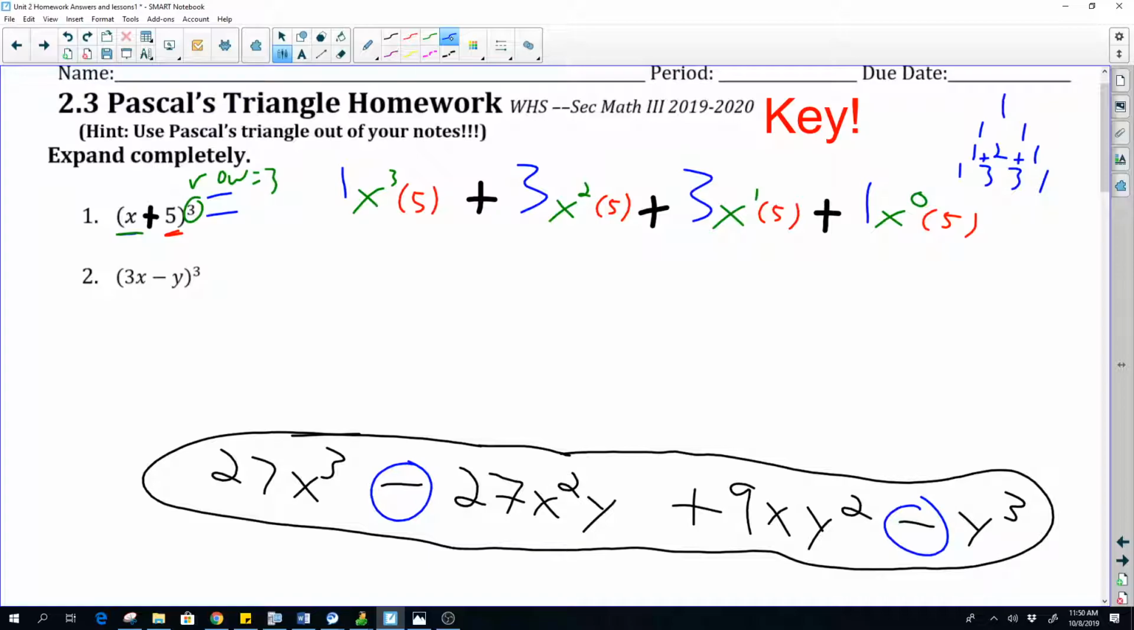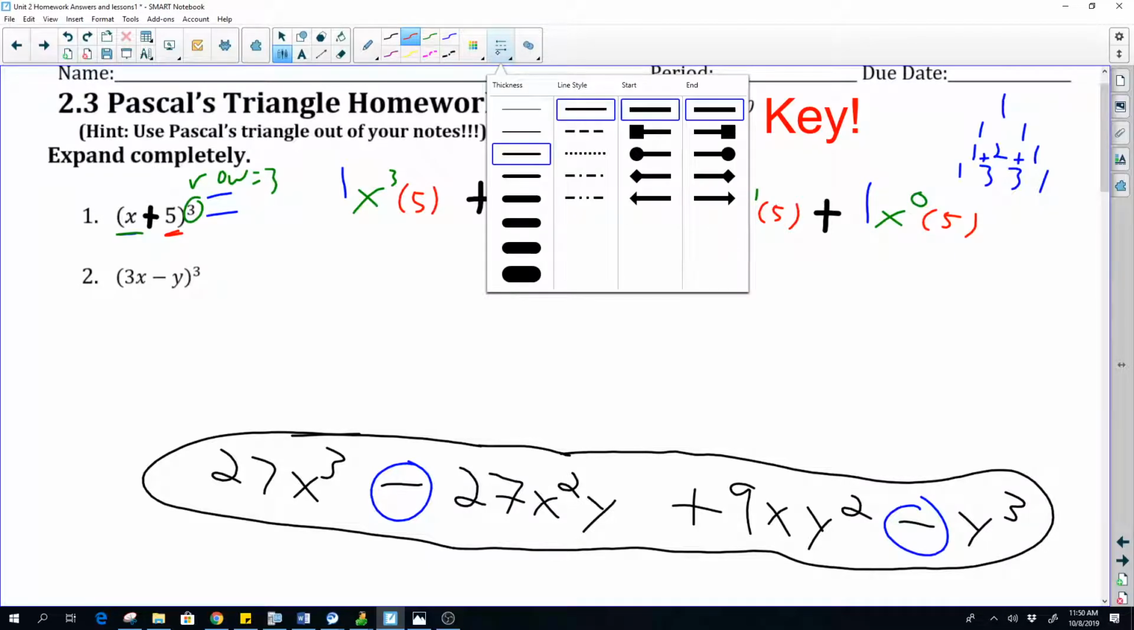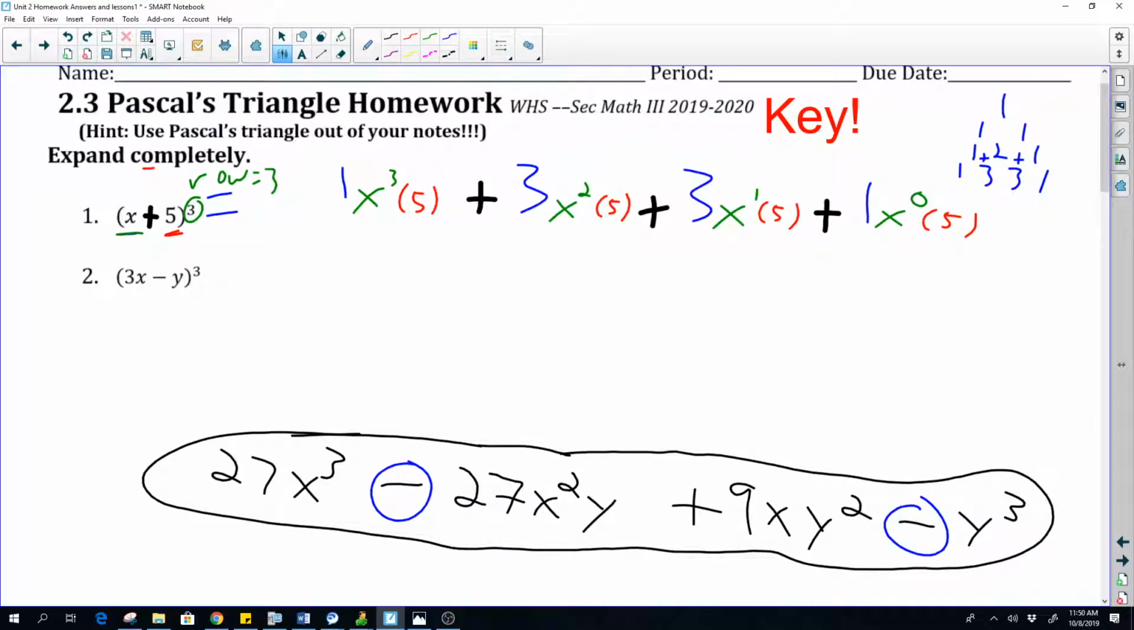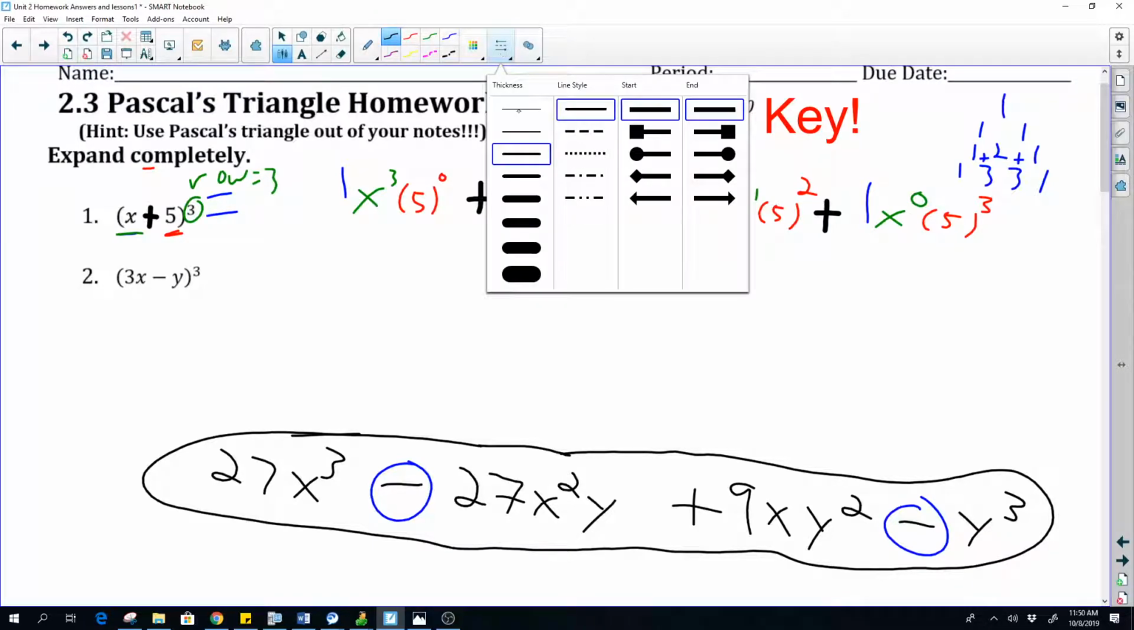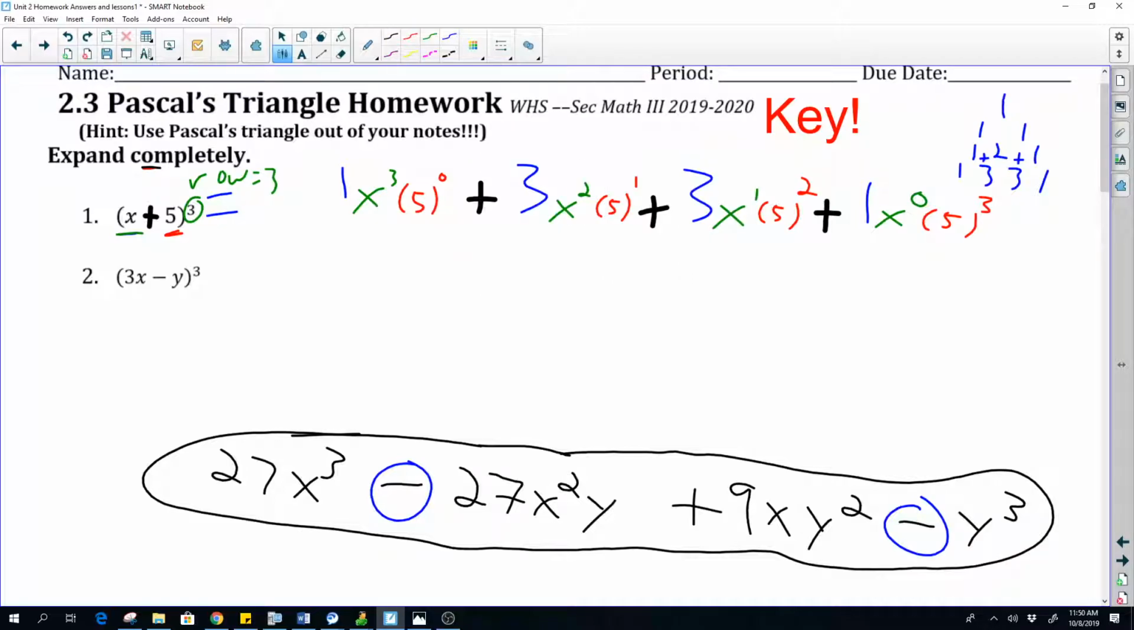Then we're going to use red again. And this time we'll do the powers. So the powers, instead of 3, 2, 1, 0, so high to low, now we're going to do low to high. So we're going to go low, which is 0, and then 1, 2, 3. Beautiful. So then we're going to go ahead and just go through each term now and make sure we did it all correct.